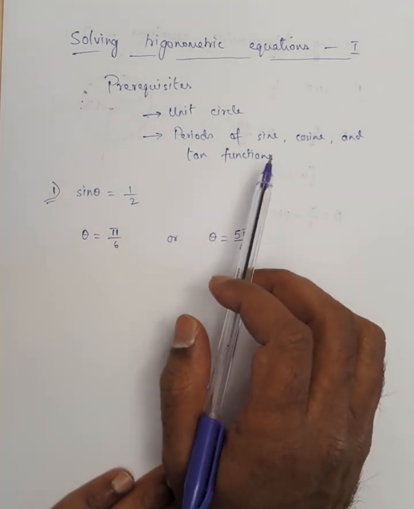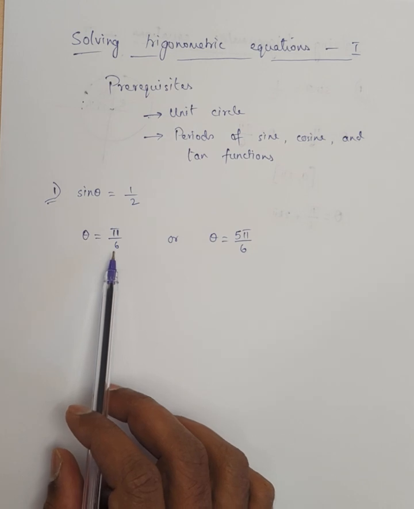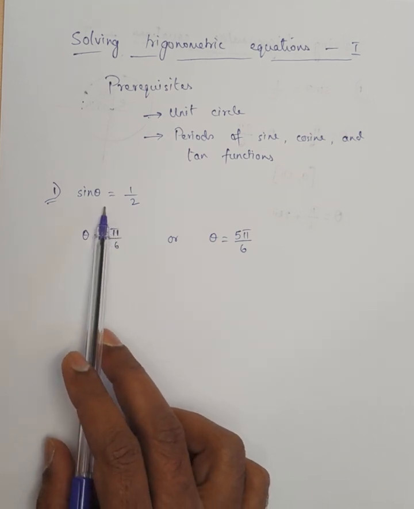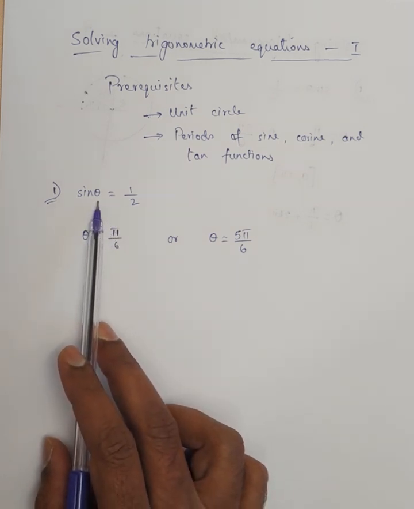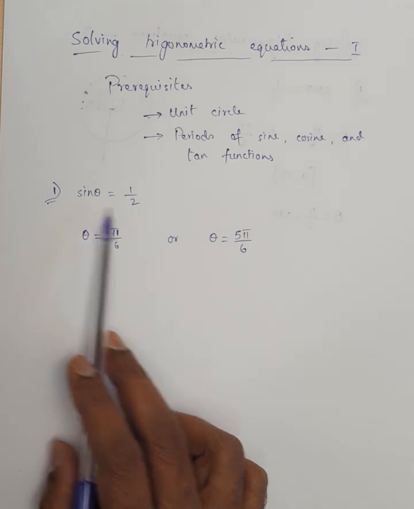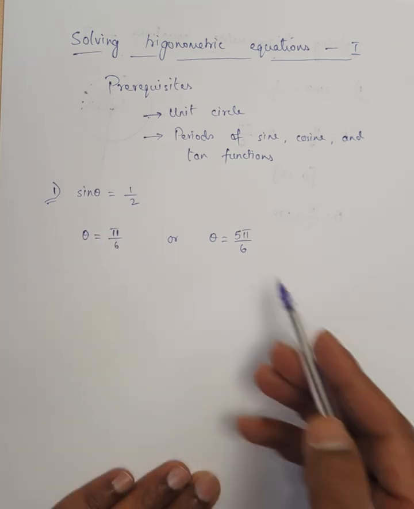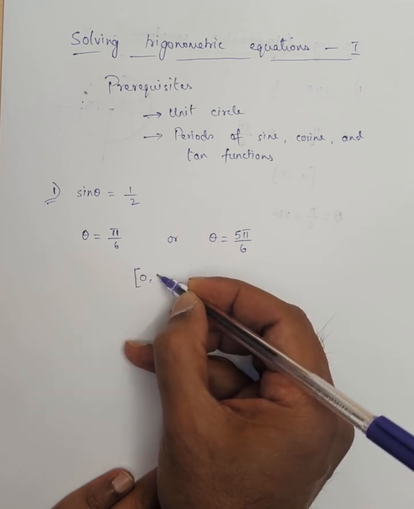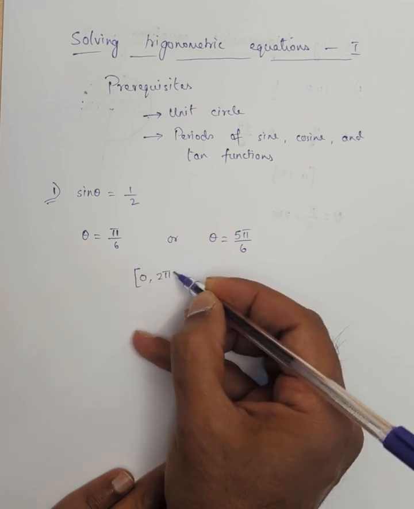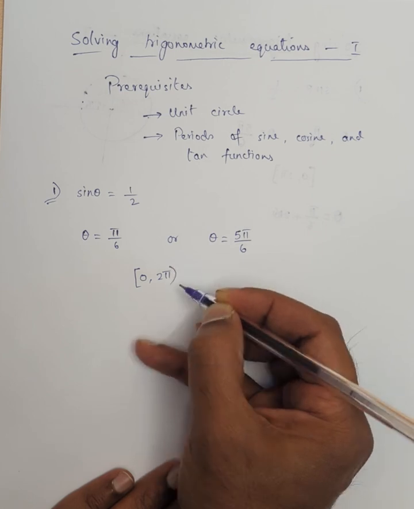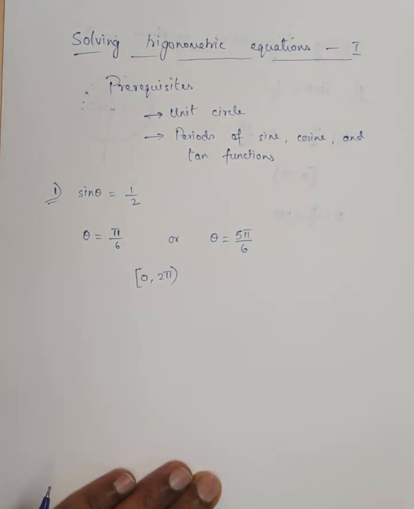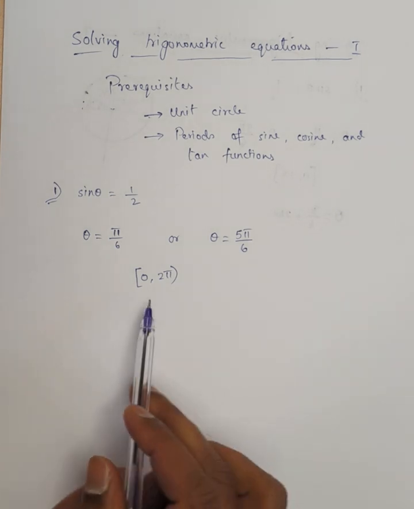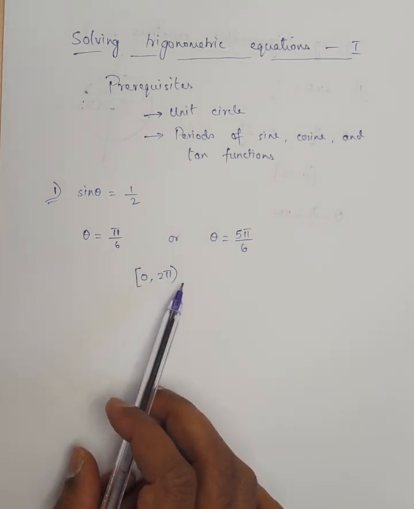And also, what we have done is we have found the values of theta, or we solved this equation, in the interval 0 to 2 pi. So in just one revolution. And sometimes the question will ask you to solve only in this interval, 0 to 2 pi.